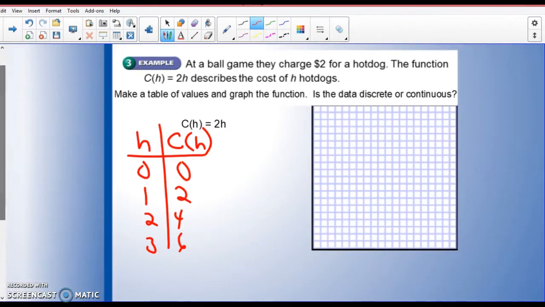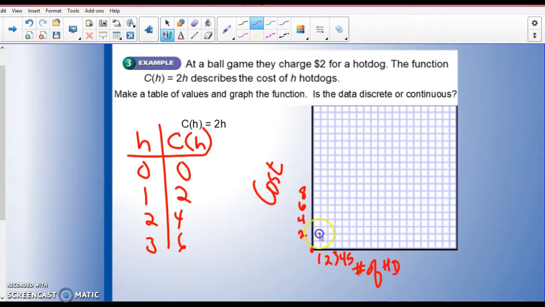So, when I label my two axes, isn't this going to be cost? And this is number of hot dogs, because the cost is dependent on the number of hot dogs. I'm going to go by 2s, 2, 4, 6, 8, and I'm going to go by 1s down here. 1, 2, 3, 4, 5. 0 hot dogs cost $0. 1 hot dog is $2, 2 hot dogs is $4, 3 hot dogs is $6, etc., and so on.